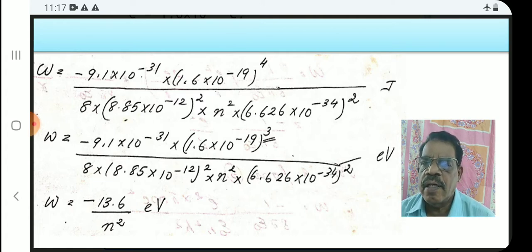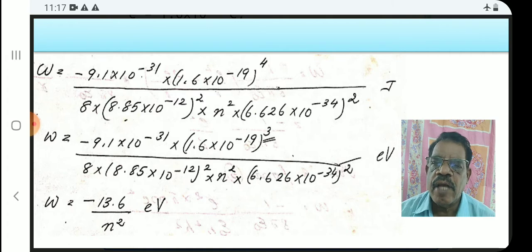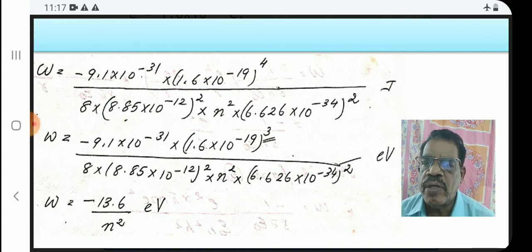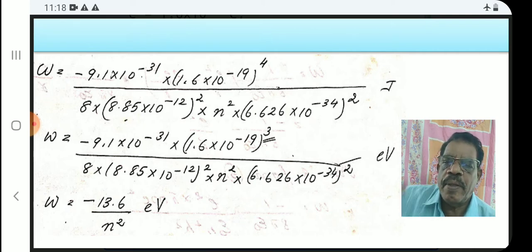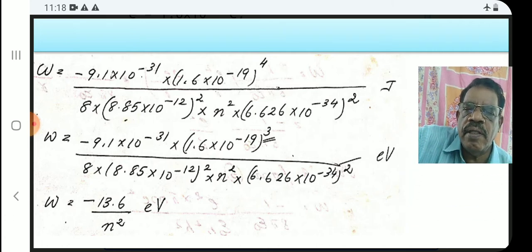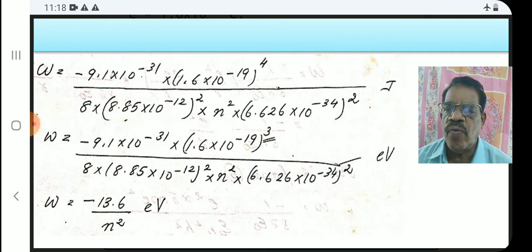This takes some time for calculation, but you need not calculate this. You can learn the answer by heart, which is minus 13.6 eV by n square. The first answer we get is in joule. As the second step, we have to divide it by 1.6 into 10 raised to minus 19 once. Then the answer will be in eV.